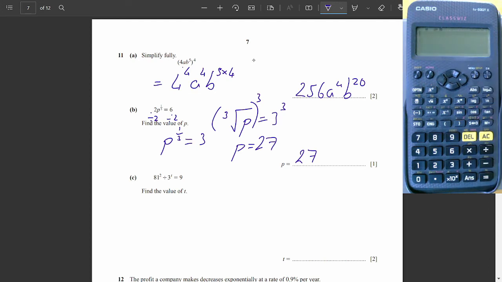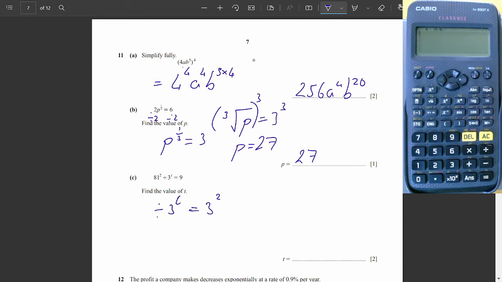11c. Find the value of t. Okay. Now the best thing here is to get all the base numbers the same. What does that mean? It means, first of all, I can write 9, of course, as 3 squared.